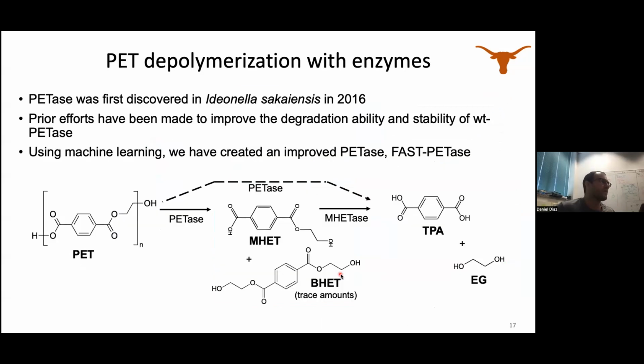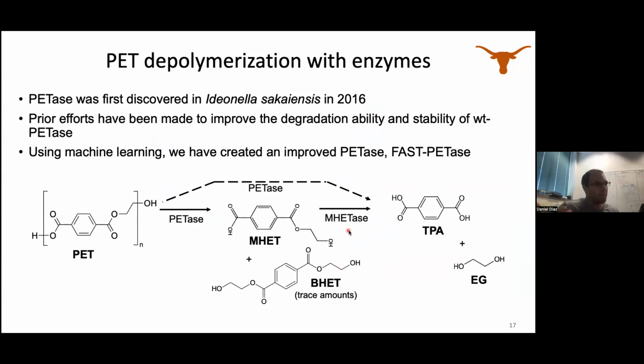We had been working for a while to engineer PETase, and this protein essentially takes polymers of terephthalic acid and ethylene glycol. Here is the polymer PET, polyethylene terephthalate, and it will degrade it down to the monomers, and we also see some monohydroxyethylene terephthalate and bishydroxyethylene terephthalate.